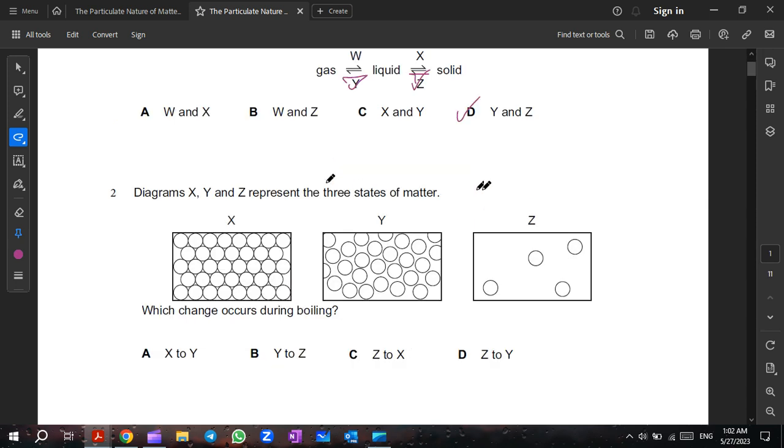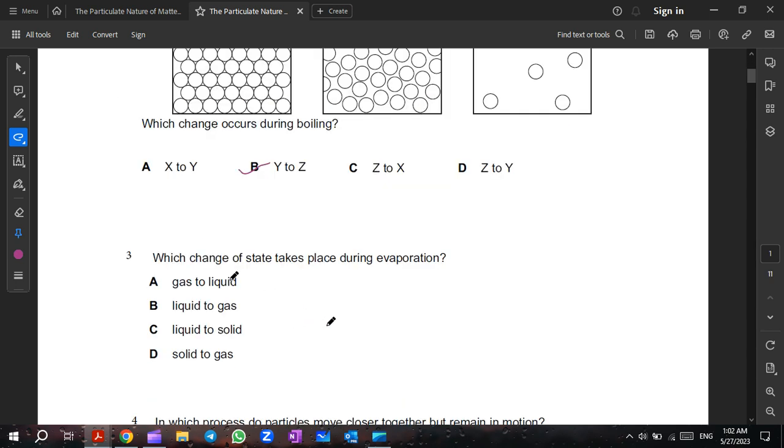Moving on. Diagrams X, Y, and Z represent the three states of matter. Which change occurs during boiling? Okay, so X is our solid, Y is our liquid, and Z is our gas. So we know that boiling occurs from a liquid to a gas. So that means it will be from Y to Z. Do we have an option like that? Y to Z, option B. Let's go with option B then.